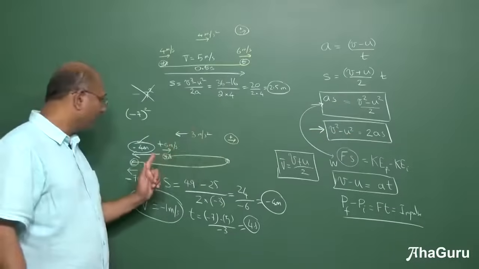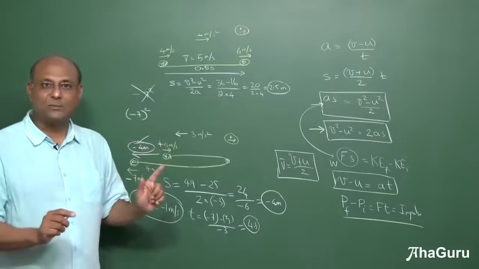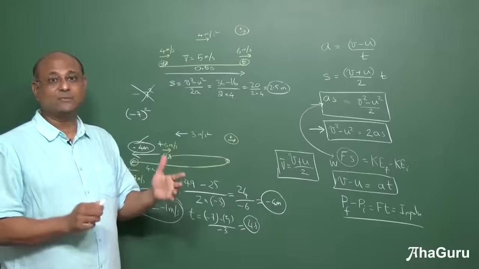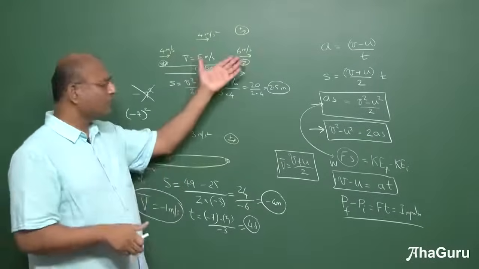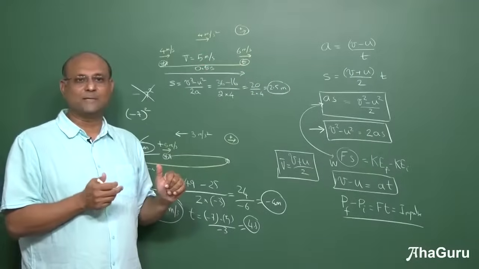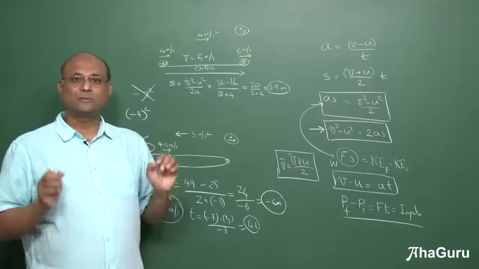So you can use v square minus u square is 2as, this formula. Or you can use s is equal to ut plus half at square. Or I suggest you use v plus u by 2 is average velocity. And for velocity calculation, of course, you know v equals u plus at. So combine it together. Hopefully that is clear.